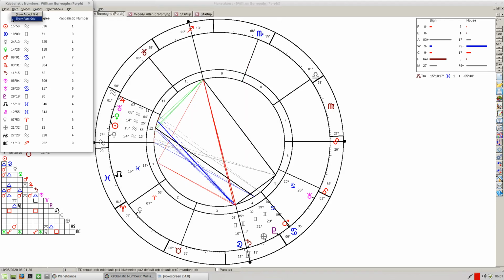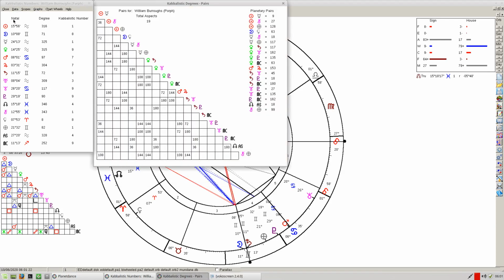You can also look at the pairs of planets and see whether they form close 10th harmonic relationships with each other. And in Burroughs' case you can see that Saturn and Venus are closely associated with Neptune and Pluto. Saturn and Venus are also associated with Venus and midheaven. And you can read off the other pairs. You can see there the relationship with Neptune and Pluto.